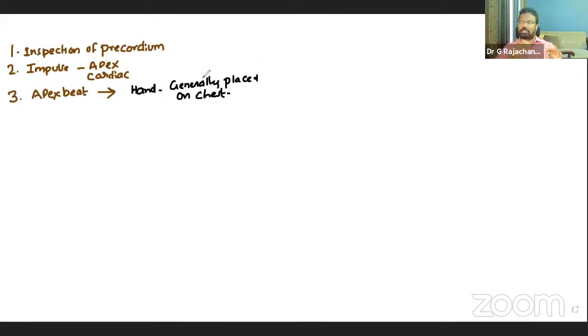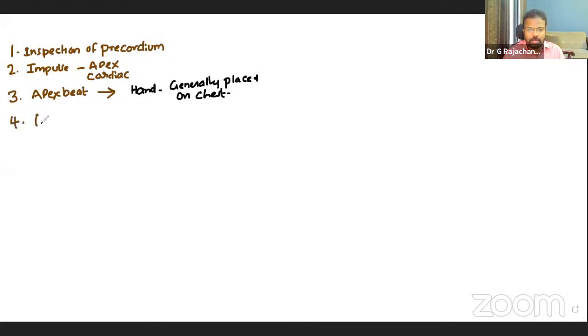You can place your hand generally on the chest like this, and then feel for the apex beat. You need to feel for the apex beat. Once you are keeping the hand generally, you will get an idea which location you are getting the apex beat. Then we need to specifically feel it.